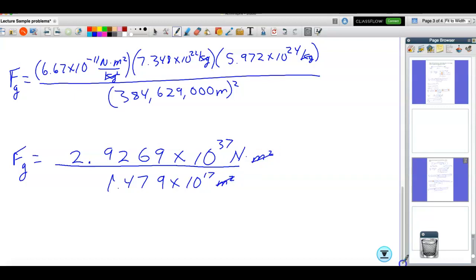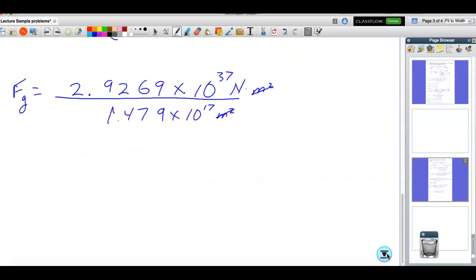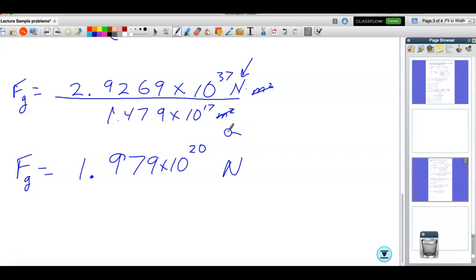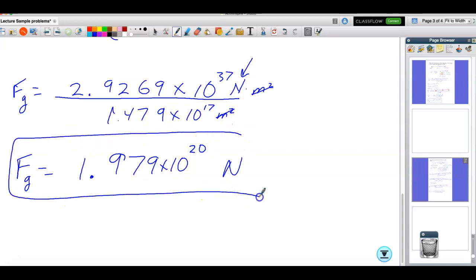Let's get some more space here. So our force of gravity then is going to come out in newtons, right? When we divide those two, we end up with 1.979 times 10 to the 20th newtons. So there's our force of gravity between the Earth and the moon.